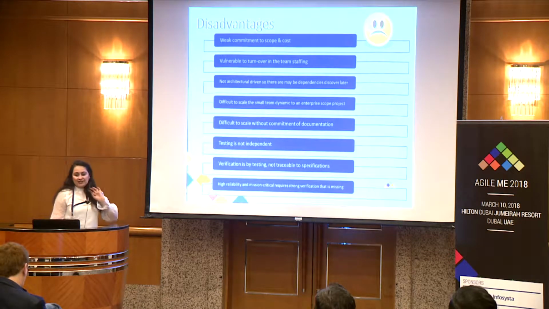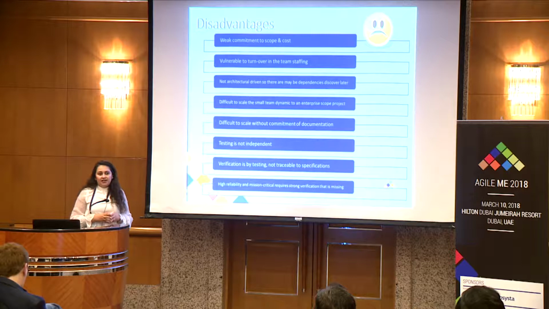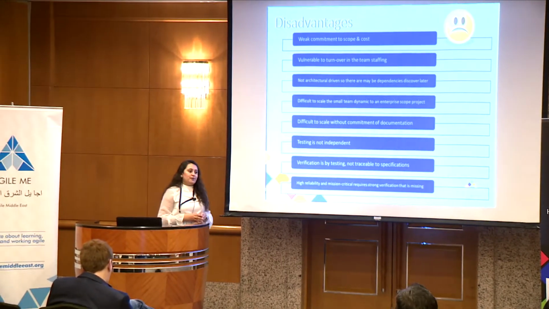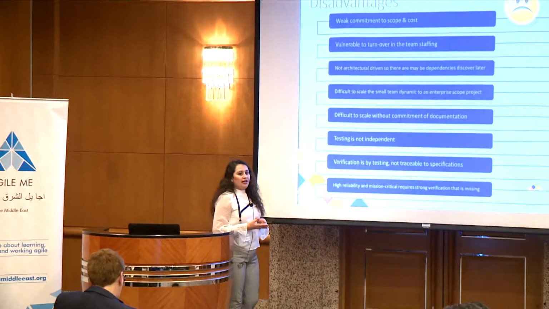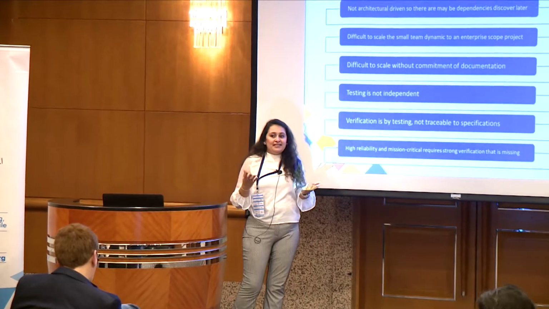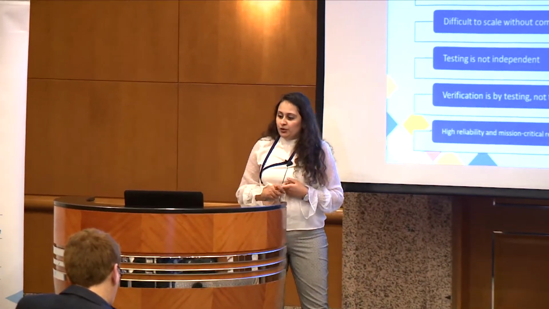So for the disadvantages that we say about Agile in general, there is a weak commitment to the scope and the cost. We don't have it. There is a weak commitment, and also its testing is not independent. It is difficult to scale the small design for small teams, dynamic, to bigger ones, and for high reliability and mission critical projects, it requires strong verification, which is missing.